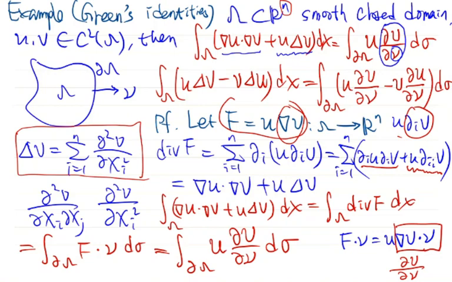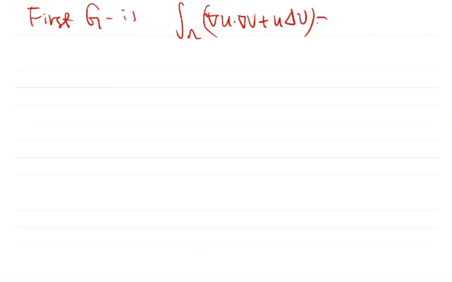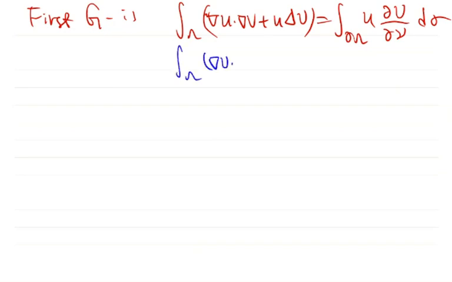Okay. For the second Green identity, we apply the first Green identity. The first Green identity we just proved says integral of gradient u gradient v plus u Laplacian v equals the boundary integral u dv/d nu. Okay, now we switch the roles of u and v. Switch u and v. We also have gradient of v, gradient of u, plus v Laplacian u equals the boundary integral of v du/d nu.